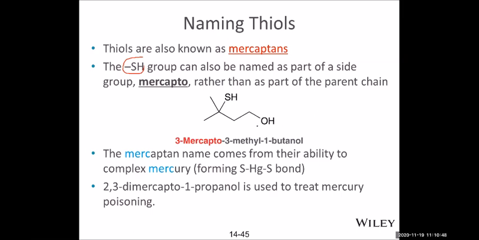And so this compound, you can see that you have two functional groups. You have an SH and OH. OH has high priority. So this compound's parent should be an alcohol, and on a certain position have the mercapto group.